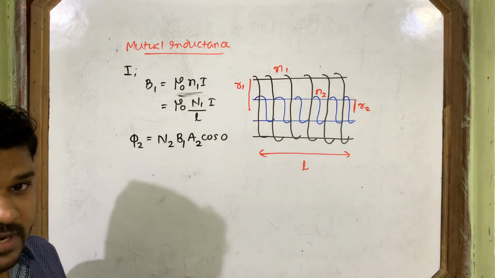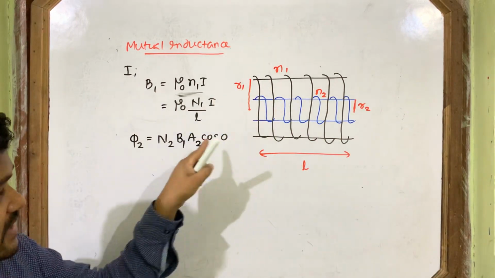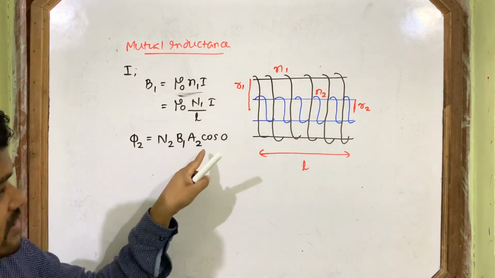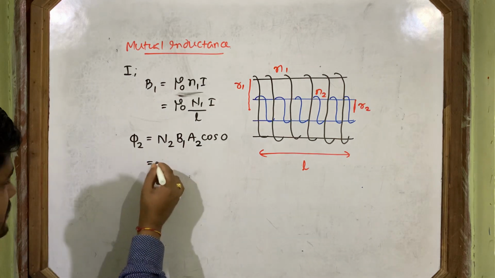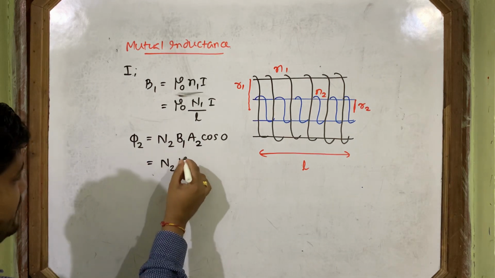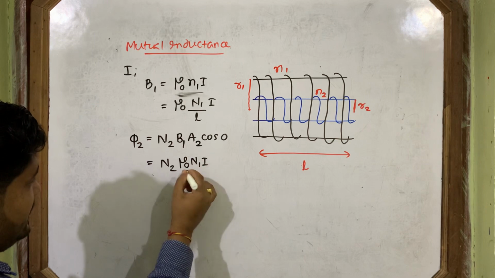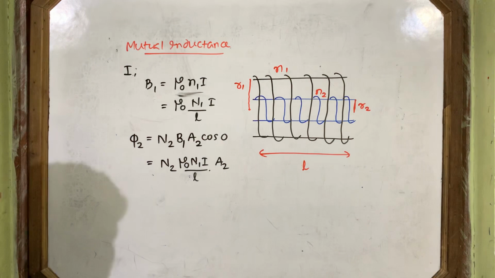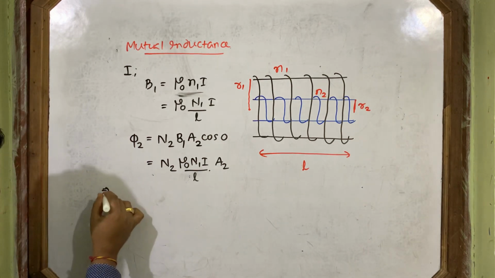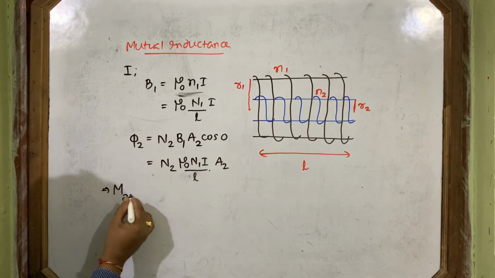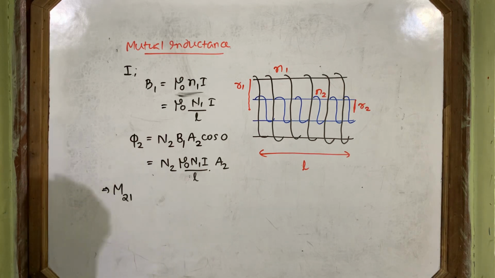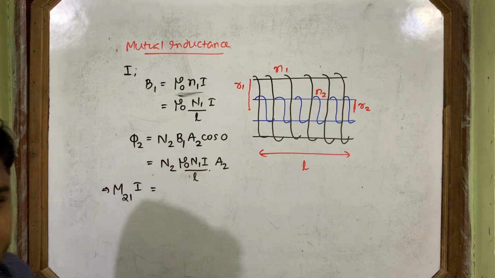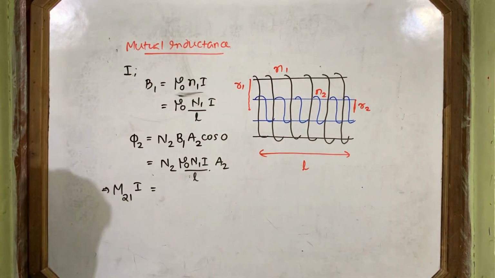Try to understand this one. The magnetic field is of the first coil, B1, but as we are finding the flux with the inner solenoid, we have to take this as A2. So this is N2. B1 expression you put here, by L, then A2, then cos 0 is 1. So here, the formula for phi 2 you can write: phi is equal to M21 into I. Just before I had written that, phi is equal to M21 into I.